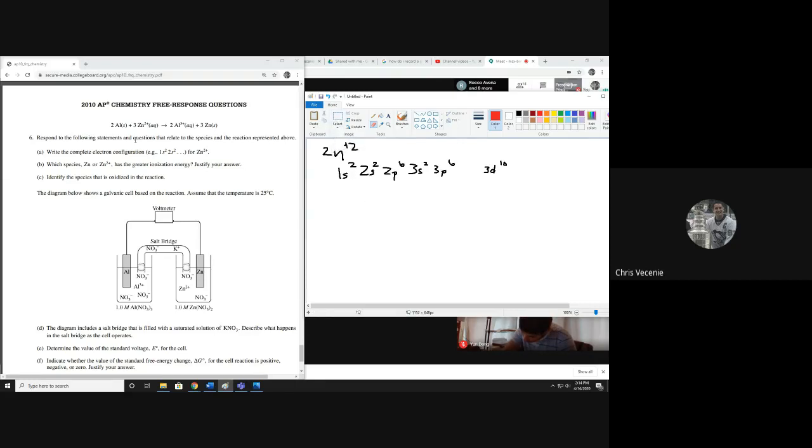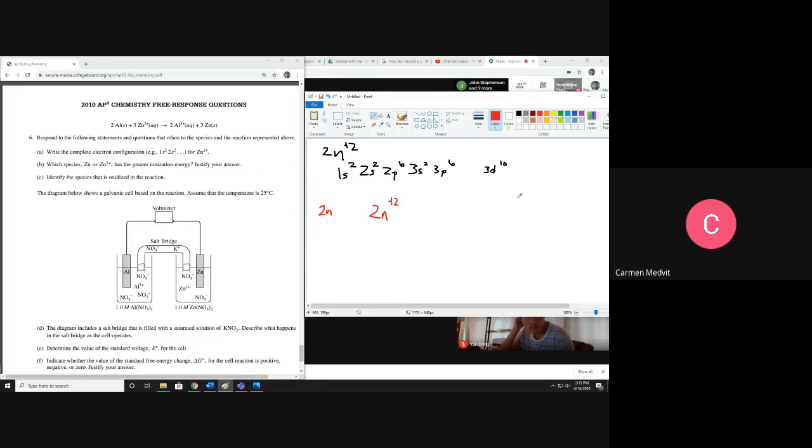All right, so second question, letter B, says which species, the Zn or the Zn2+, has a greater ionization energy, and then justify why. You have to support it with why. So start simple. Carm, I see your name pop up. You with us? Yes. Do you remember what ionization energy is? Kind of, but not really. All right, take a crack at it. Let's see what you think.